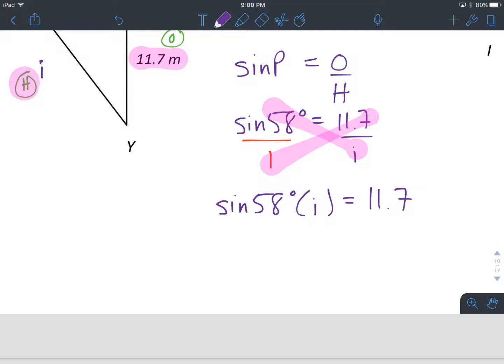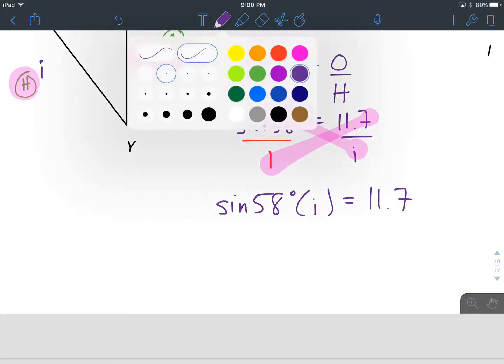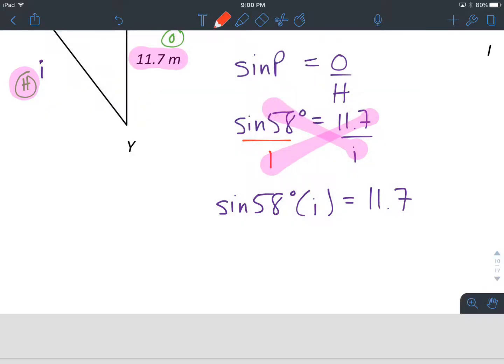So before, we would have already isolated our variable. This time, we have our variable I being multiplied by sine of 58 degrees. So how do we undo multiplying something by sine 58 degrees? We are going to divide by sine of 58 degrees. And we're going to do this on both sides of our equation. So there's our sine 58 degrees.